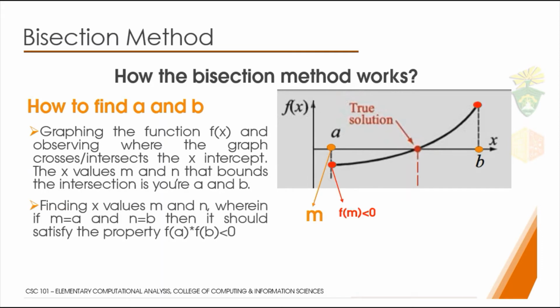Another method is finding an x value, say m here, that causes f of m to be either negative or positive. This is what I've just explained: finding values of a and b such that when their function values are multiplied, they result in a negative value.